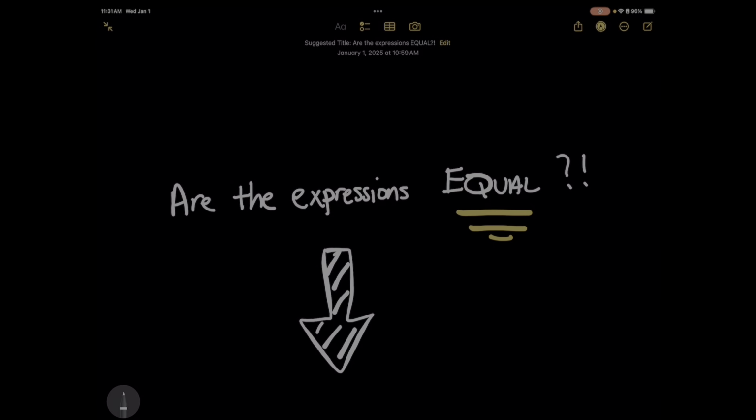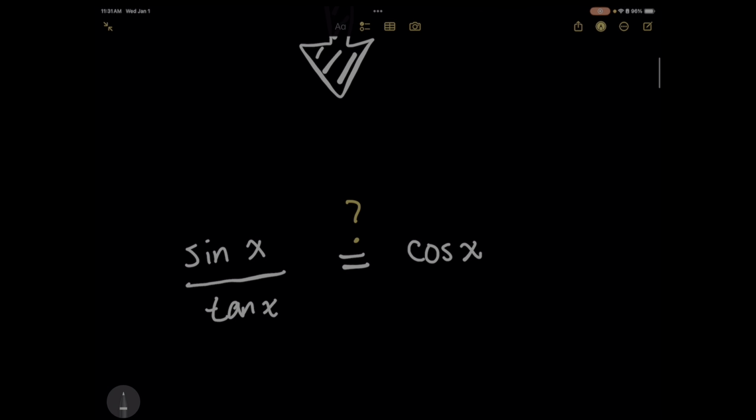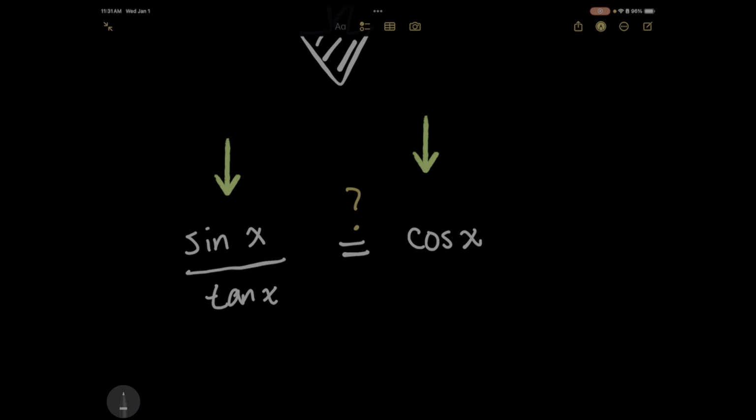You know what's mind-blowing, ninjas? Most people think these two expressions are equal, and are they correct? Well, you're gonna have to stick around because the answer to this one is not what you think, because you might be making this mistake too.